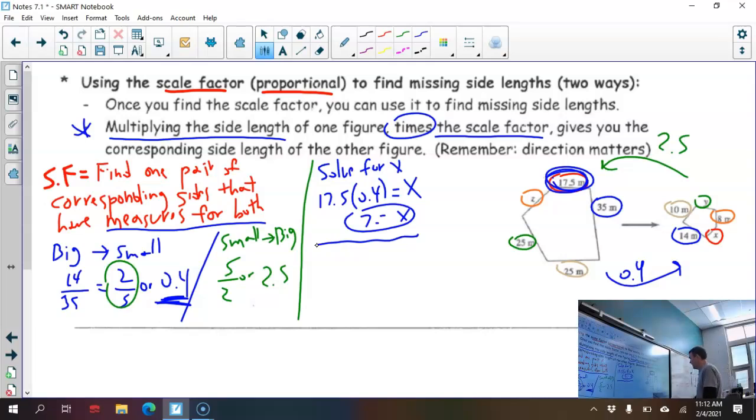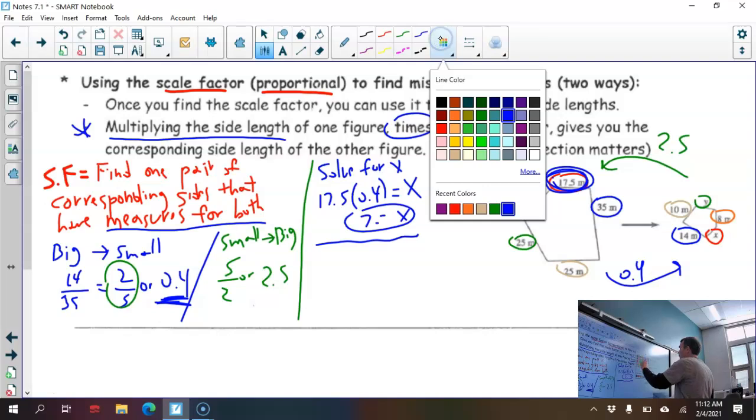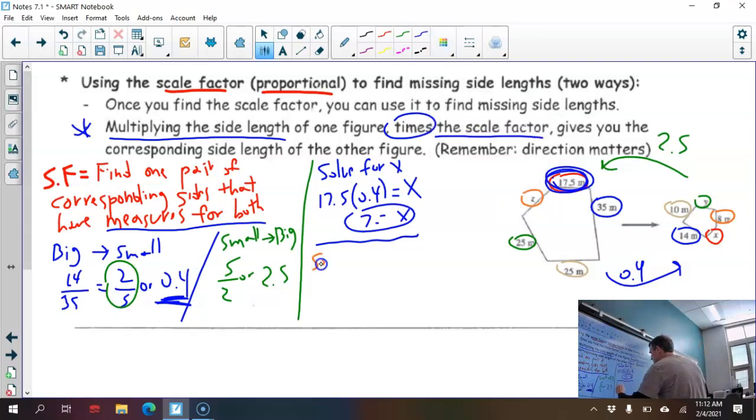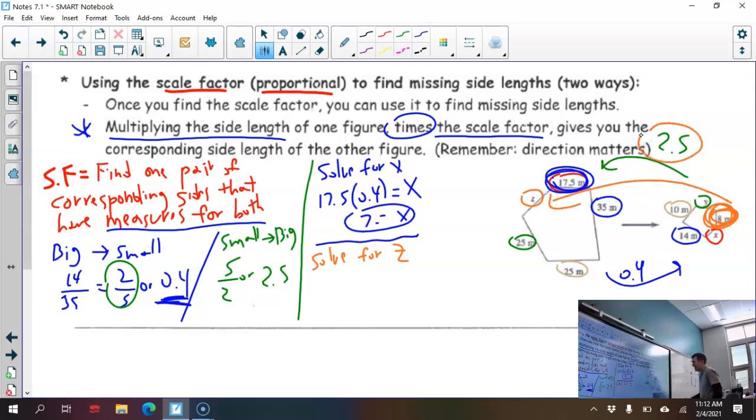Let's do one the other way. What if I wanted to solve for Z? If I want to solve for Z, I'm going to start with the 8, and I'm going to go this way, so I'm going to multiply by the scale factor going that way. I'm going to do 8 times 2.5, and that's going to equal the Z, or Z would equal 20. That is one thing that the scale factor is good for.